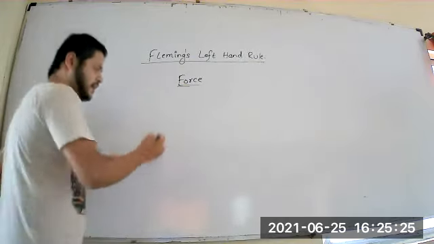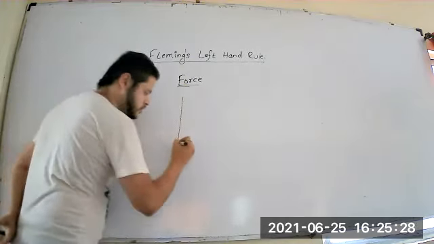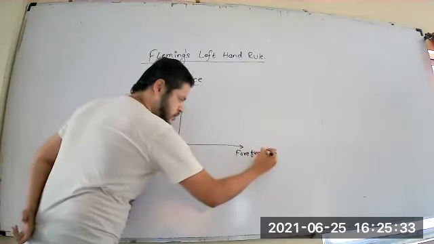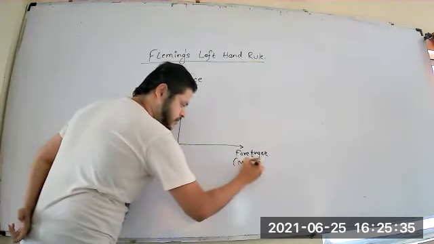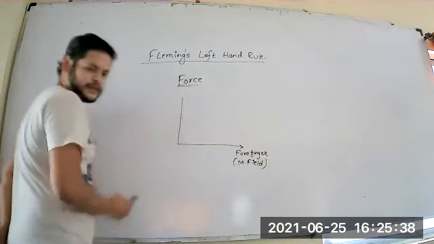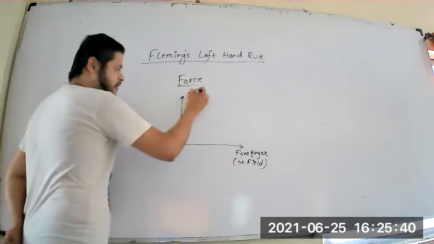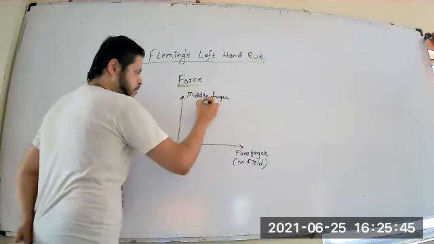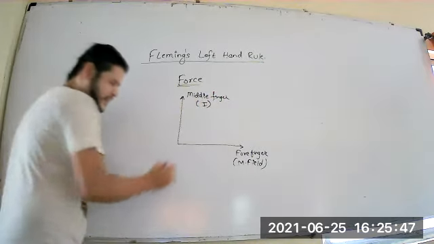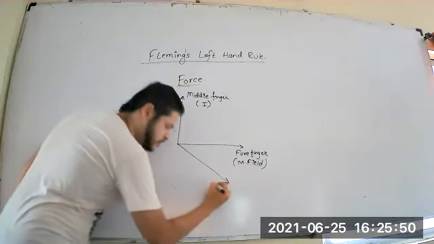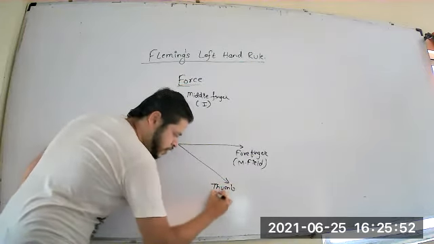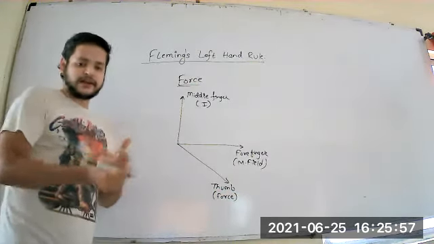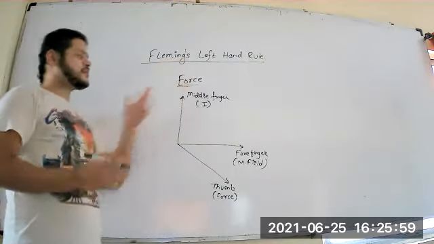So I'll show it in the diagram. Suppose this is my forefinger, which is pointing in the direction of the magnetic field. Then this is the middle finger, which is pointing in the direction of the current. Then the thumb will always point in the direction of the force which is generated. Okay, this is Fleming's left hand rule.